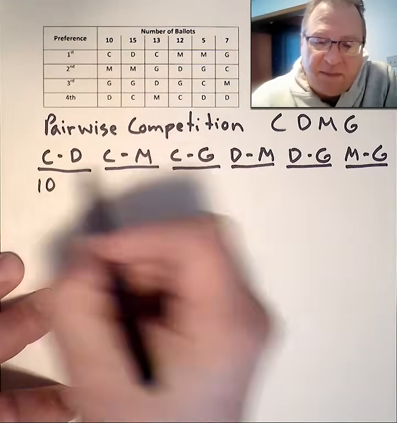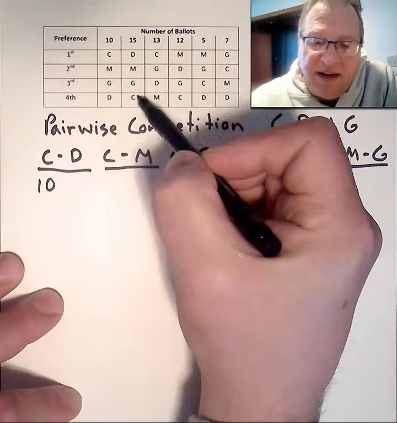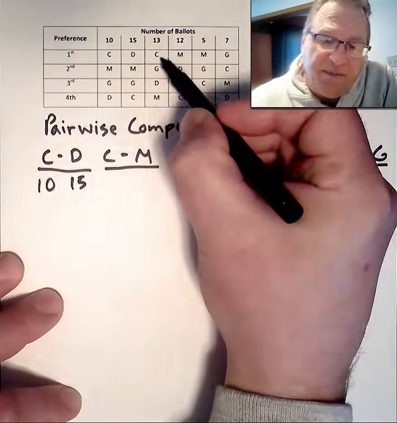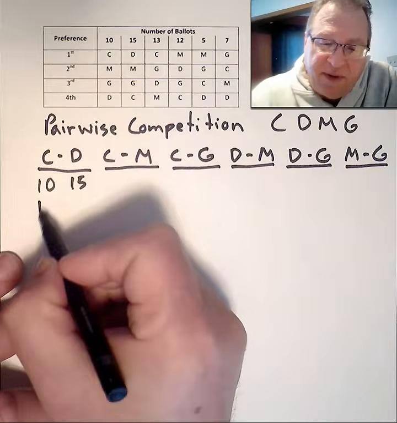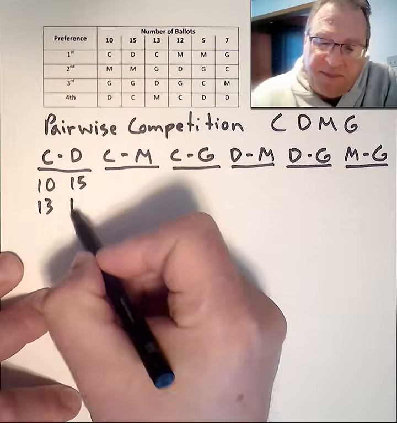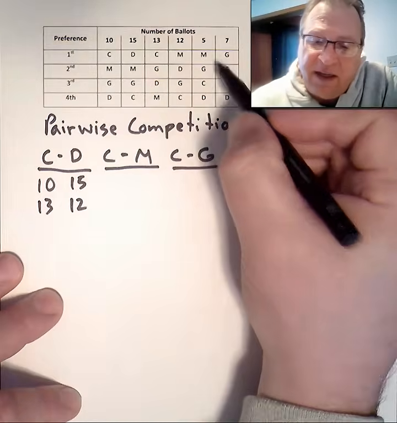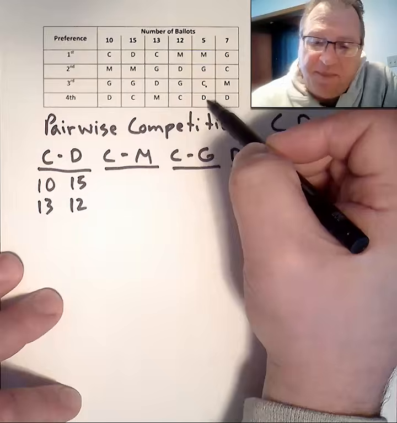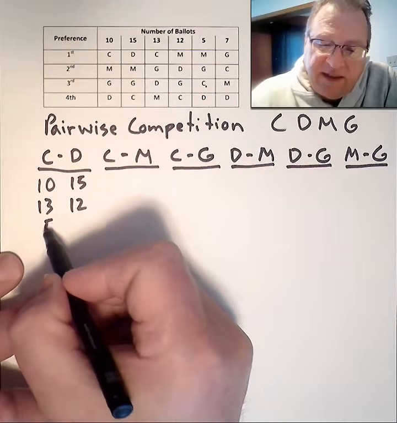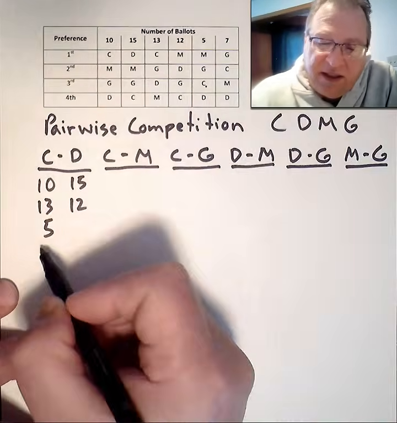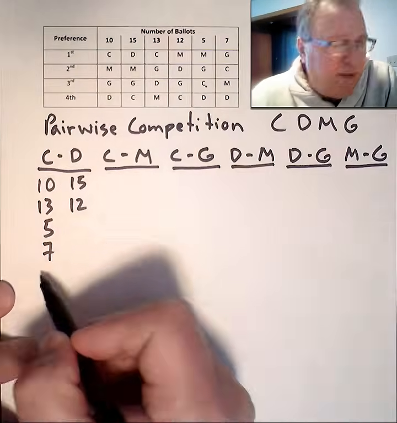C. In the second column, D beats C, so there's 15 ballots for D. Third column, C beats D, 13 for C. Fourth column, D beats C, 12 for D. Fifth column, C beats D, 5 for C. And in the last column, C beats D, another 7. And then we add up the points.